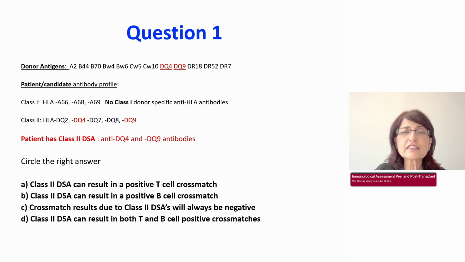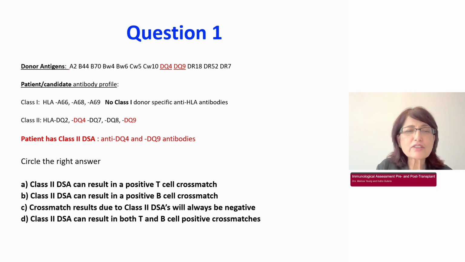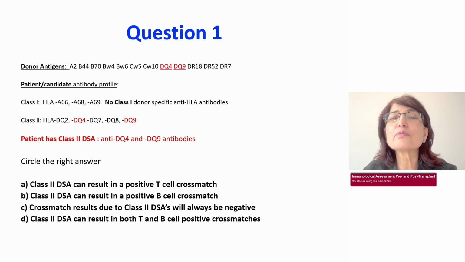And the answer is actually that I'm not sure if this poll is going on. Dr. Azi, is the poll going on? Yeah, perfect. Thank you. And if we have the result, actually I'm not able to see, but it should be class 2 DSA can result in a positive B cell cross match. Yes, I think it's going to be, which is great.